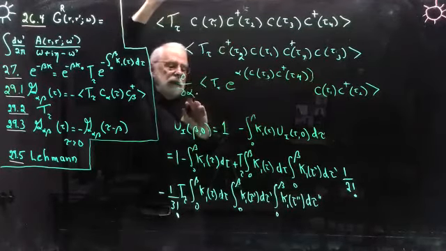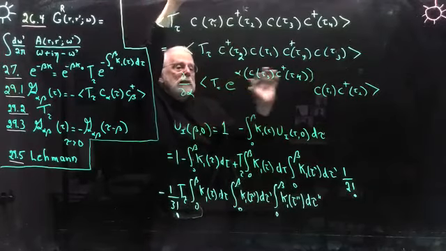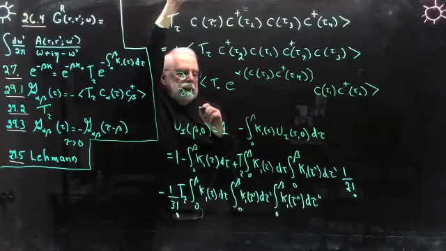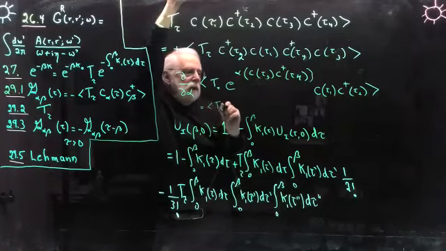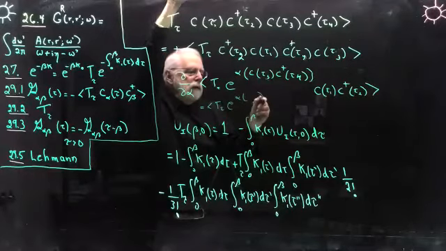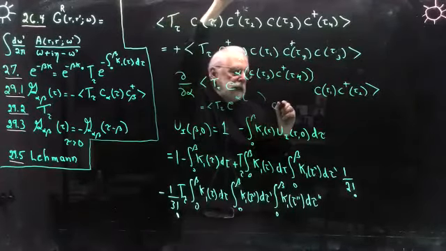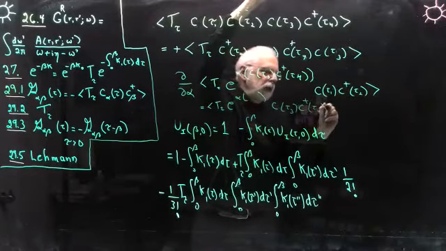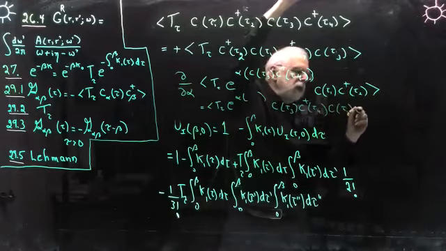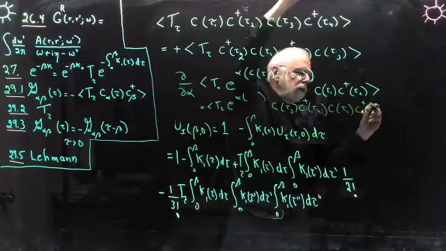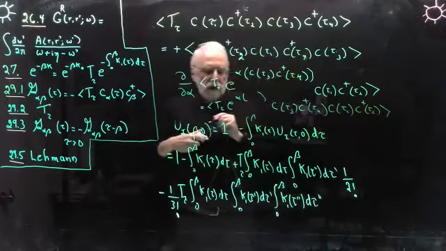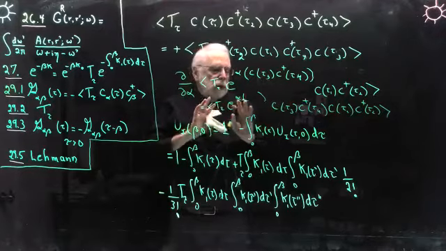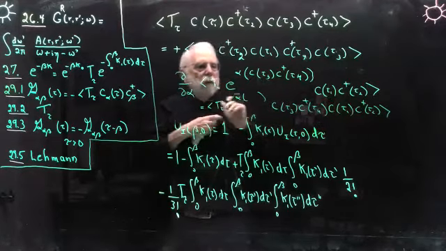So this derivative with respect to alpha will behave just like an ordinary derivative. So this is equal to T tau e to the alpha thing times c of tau 3 times c dagger of tau 4 times c of tau 1 times c dagger of tau 2. Okay? And I don't need to worry about anything because the time ordering operator always takes care of putting operators in the right order.